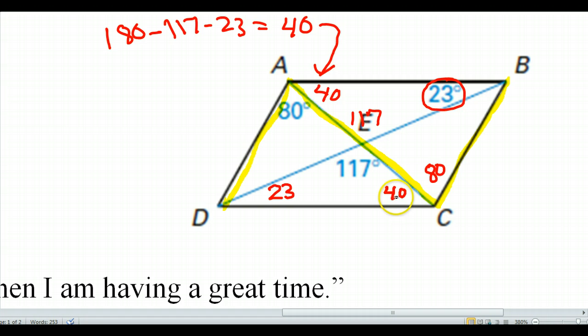Are there any other angles we could find, or are we stuck? Are we done? Have we found everything? There's one more angle missing. Is there no way to find it?